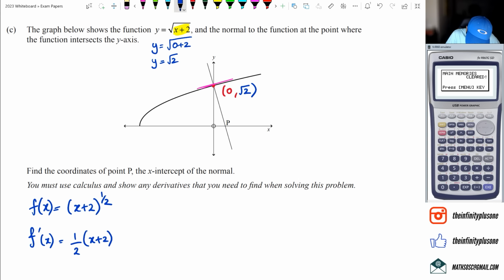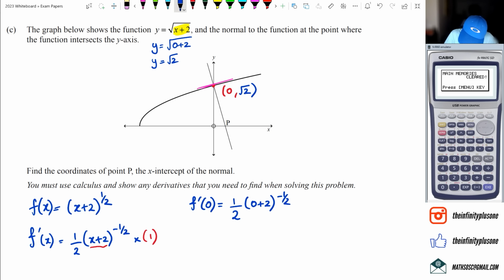(x plus 2) to the power of half minus 1, which is -half. And I've also got to multiply by the differentiation of whatever the bracket is. In this case it's equal to 1, so I can just leave it like that. Now that's the gradient function. Now I need to know what the gradient is when x equals 0. So I need to figure out what f dash of 0 is. So I'm going to substitute 0 wherever x is. So I'm going to get (0 plus 2) to the power of -half multiplied by 1.